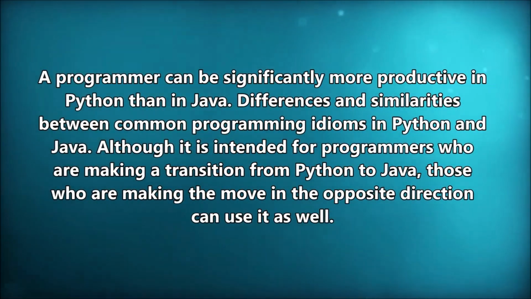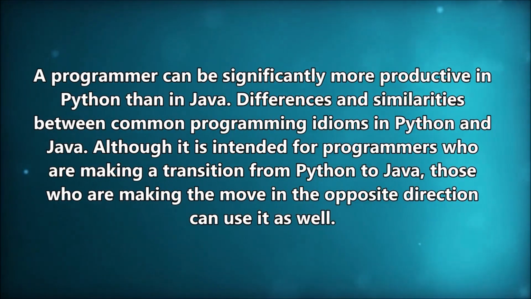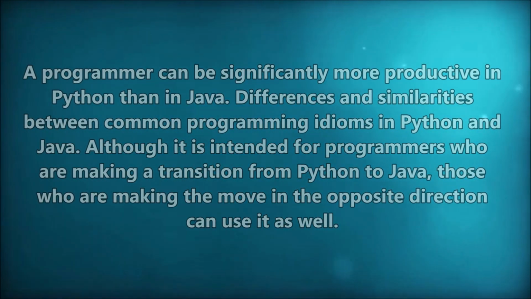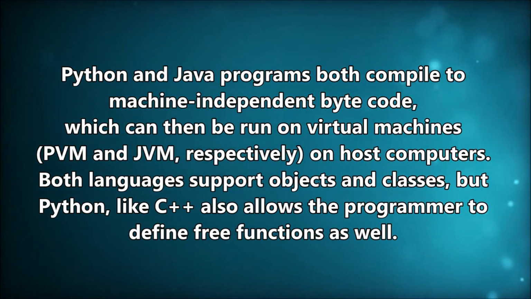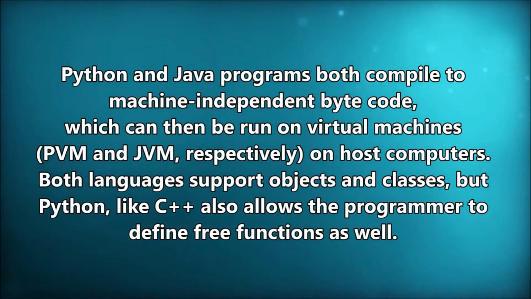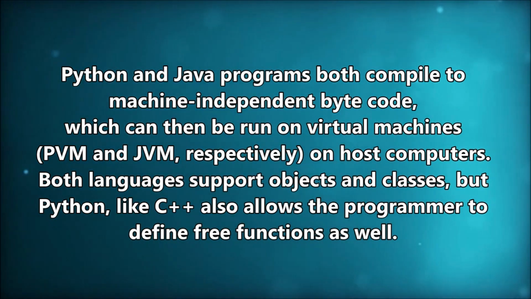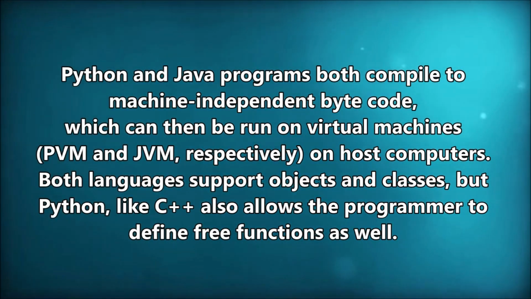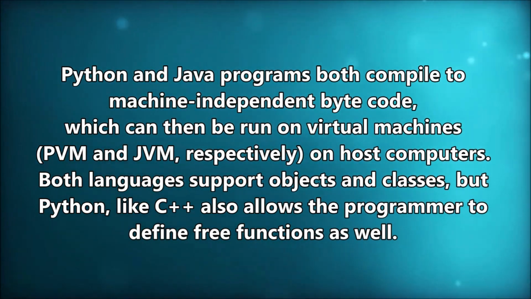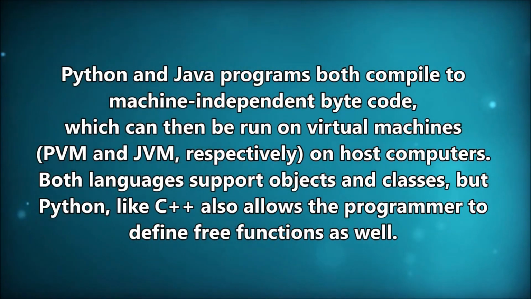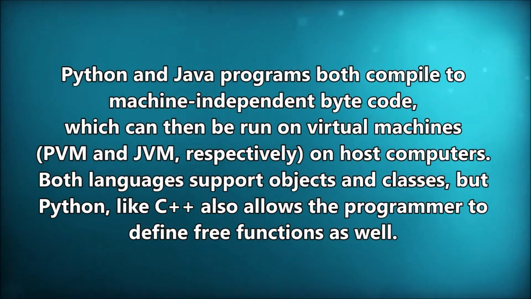Although it is intended for programmers who are making a transition from Python to Java, those who are making the move in the opposite direction can use it as well. Python and Java programs both compile to machine-independent bytecode, which can then be run on virtual machines, PVM and JVM, respectively, on host computers. Both languages support objects and classes, but Python, like C++, also allows the programmer to define free functions as well.